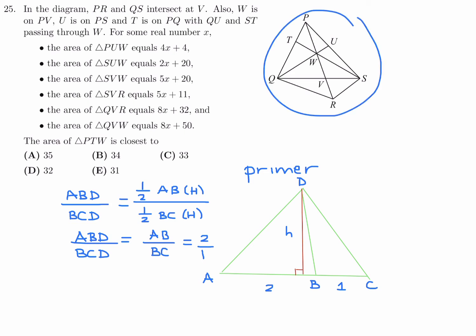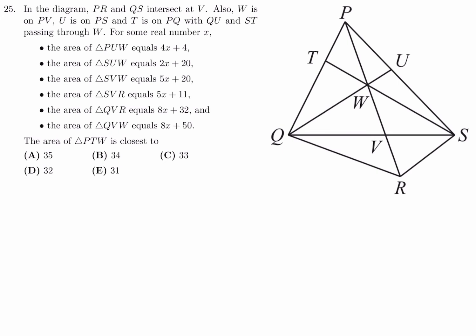So now let's tackle this one, and of course I'm going to blow it up a little bit. All right, here we go. Let's put it in the diagram: 4x plus 4, and then 2x plus 20 is this one here, and then 5x plus 20 is this one, and then 5x plus 11 goes here, and then 8x plus 32 is here, and then there's one more, right? 8x plus 50.